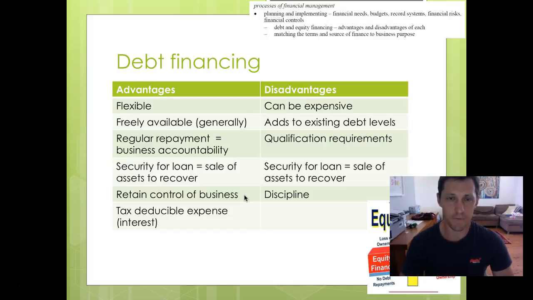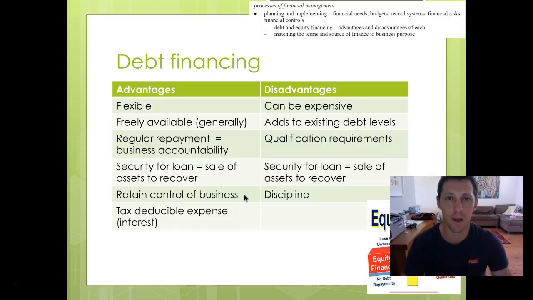A few disadvantages of debt finance. It can be expensive. I mentioned before, you might have to go to a finance company to borrow that capital, and you might be paying 12, 13, 14% interest per annum on that loan. And if we're talking about a significant loan, that's a significant amount of interest. A $1 million loan at 10%, for example, you're paying $100,000 of interest for 1 year. Okay, so disadvantages certainly can be the cost.